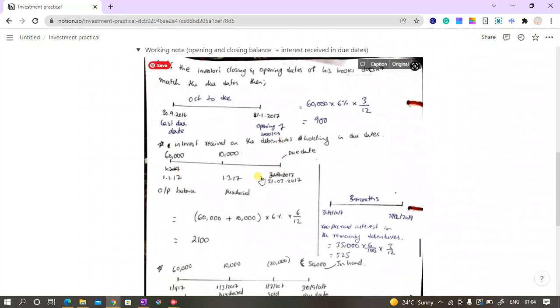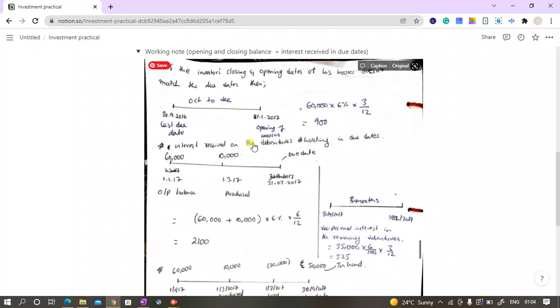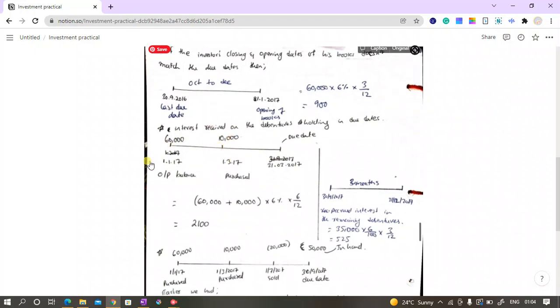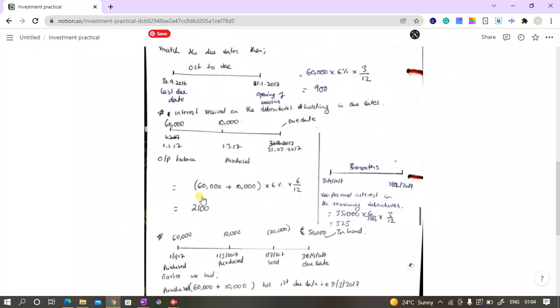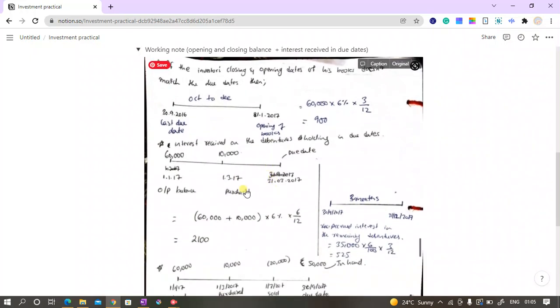Next we have again the due dates. On the due dates, based on the debentures we had, we get our interest. Remember, in 2017 our first due date was 31st March 2017. Before that we made a purchase. We already had 60,000 rupees and we made a purchase of 10,000 debentures. So total we will have 70,000. So 70,000 into 6%, 6 by 12, we will get here 2,100.